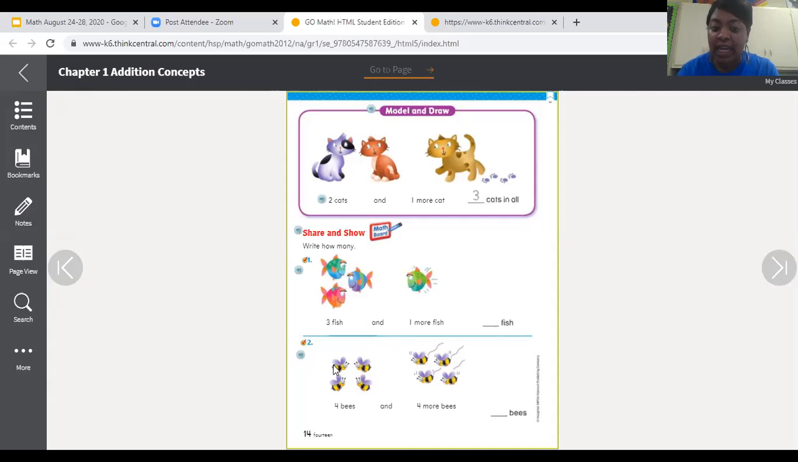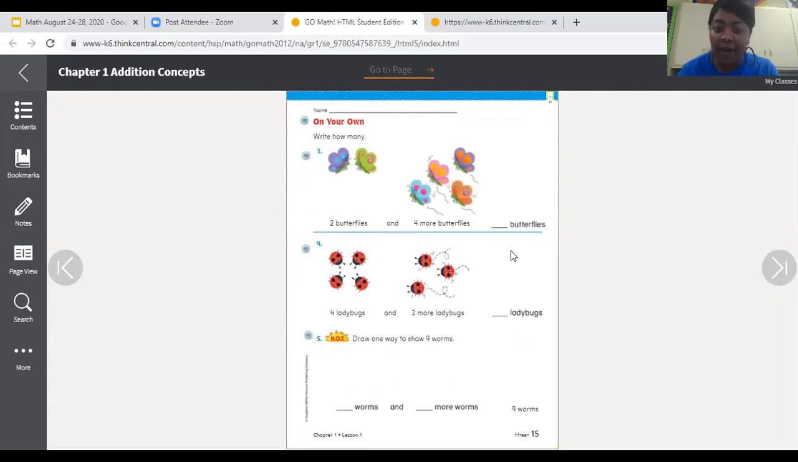Number 2, there are 4 bees, and then 4 more bees fly over. Make sure that you count this number and you write that number right there to let me know my total number of bees. Same right here. Number 3, you're going to write how many. There are 2 butterflies, 4 more butterflies come over. You're going to write the total number of butterflies right there. Number 4, there are 4 ladybugs, 3 more ladybugs, and you're going to write that number.